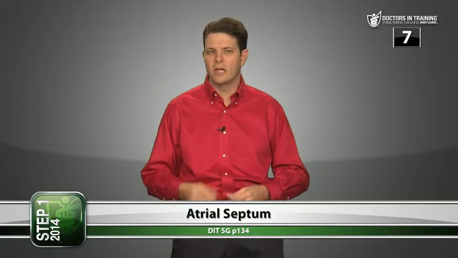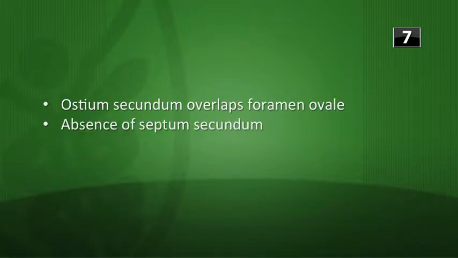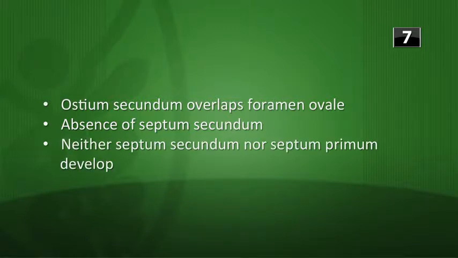Number 7 says, what are the 3 possible causes of an atrial septal defect? Now, this list isn't super high yield, but it's nice to understand conceptually what's going on. The first possible cause of an ASD is that the ostium secundum gets too big and it overlaps the foramen ovale. The second possible cause is an absence of the septum secundum. And the third possibility is that neither the septum secundum nor the septum primum develop.